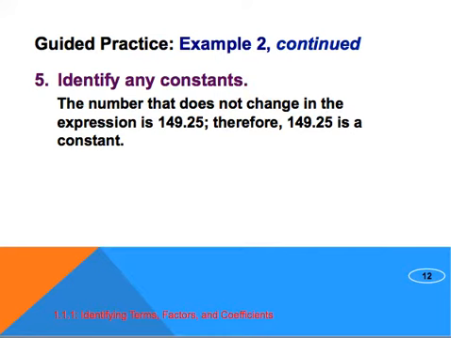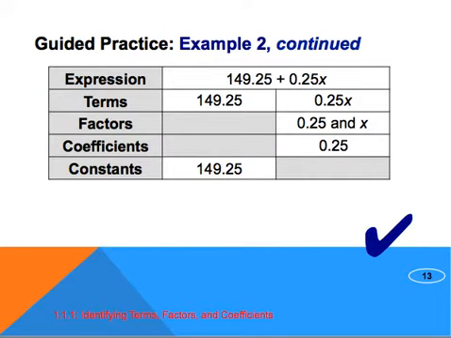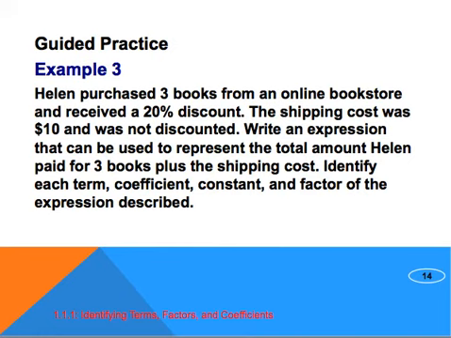All right, so let's look at it in table view again. So we have our expression, 149.25 plus 0.25x. We have our terms, with an s, because we have two terms. We have our factors, and then from our factors, we have a coefficient, and then we also have our constant. Easy enough? All right, let's try another one. So Helen purchased 3 books from an online bookstore and received a 20% discount.